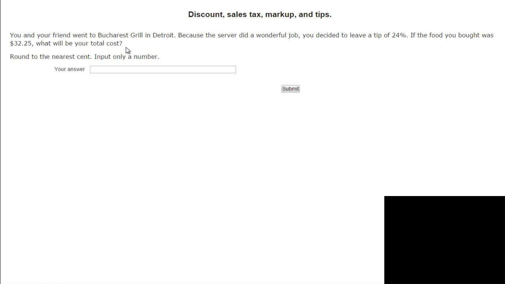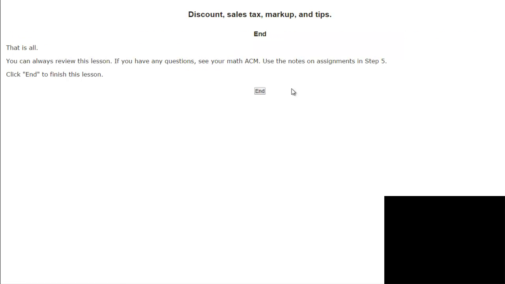And in this question, the student is required to calculate the tip. So after reading this question, the answer is going to be $39.99. With that, it's the end of the lesson. So a student that answers everything correctly will get the full credit.